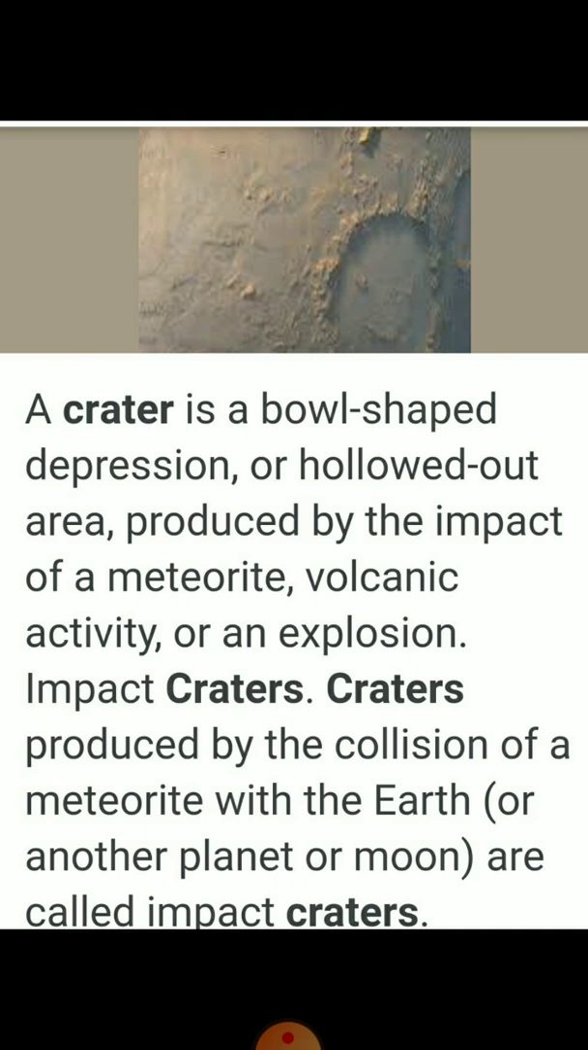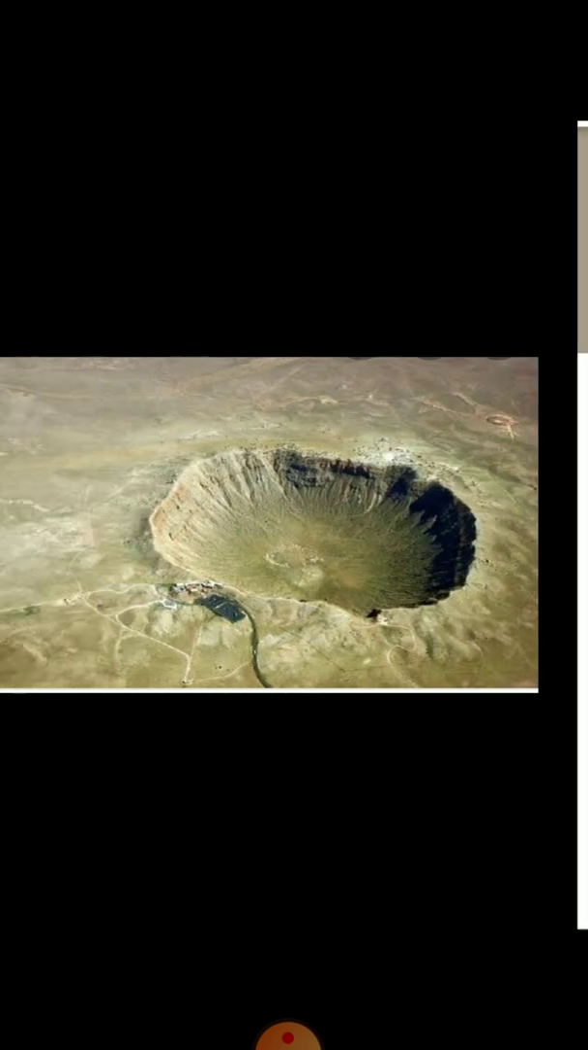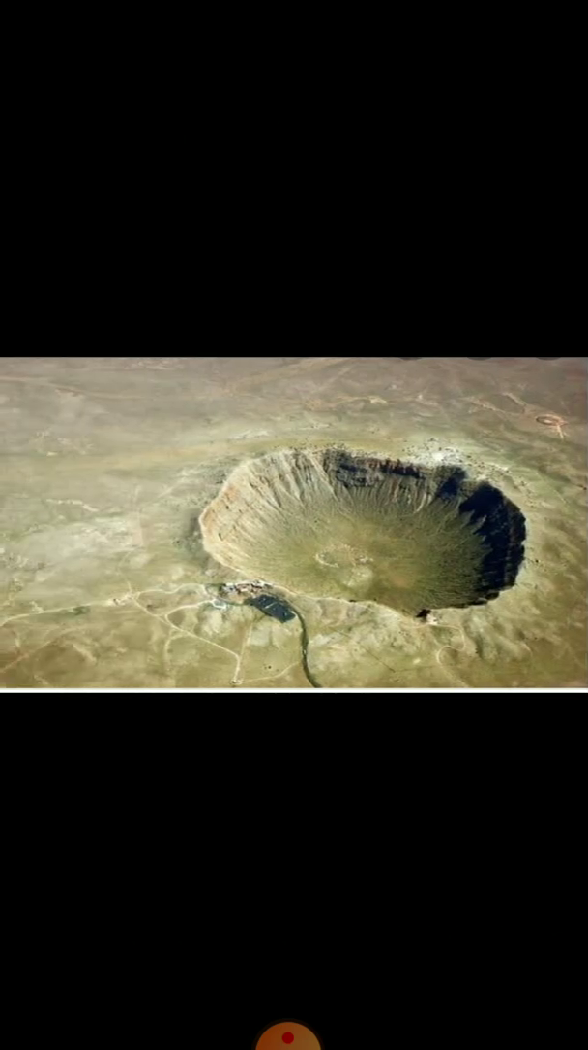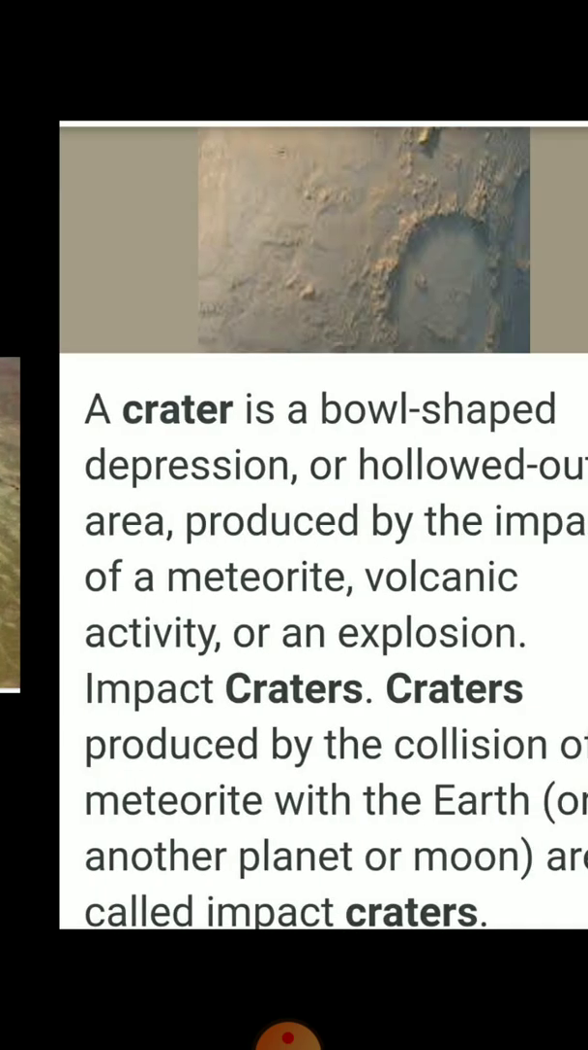Mercury. Mercury is the smallest planet in the solar system. It has no atmosphere. It has many craters on its surface. A crater is a bowl shaped depression or hollowed out area produced by the impact of a meteoroid, volcanic activity, or an explosion. Even though it is the closest planet to the Sun, Mercury is not the hottest planet.